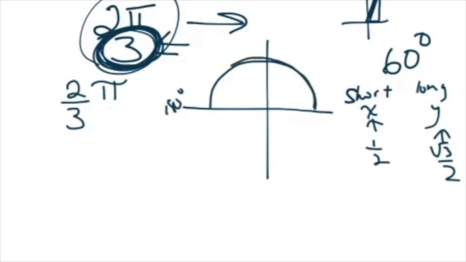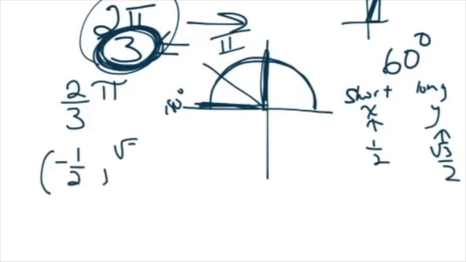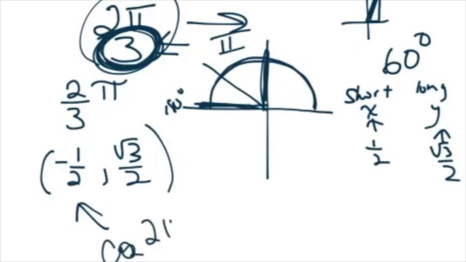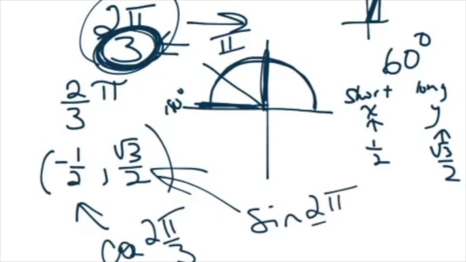So if I'm only going 2/3 of it, well, I'm in quadrant 2. And way back in Algebra 1, you learned in quadrant 2, your x's are negative and your y's are positive. So that gives me an ordered pair of negative 1/2, comma, positive radical 3 over 2. There's your cosine of 2 pi over 3. And there's the sine of 2 pi over 3. You feel me? Good. Awesome.